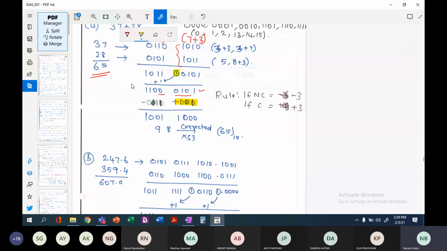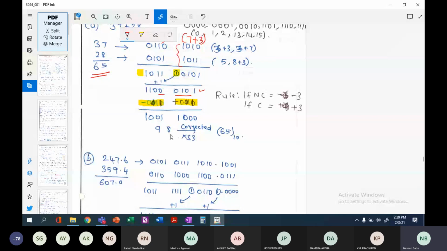So when you add 3 to it, this is equivalent to 5, right? 5 plus 3 is 8. So it becomes 1000. What is 1101? It is 12. 12 minus 3 is 9. So 9, so 98. Now you have to get the XS3 of this. What is the corrected XS3 of this 98? It is nothing but 65. 9 minus 3 and 8 minus 3. So 9 minus 3 is 6, 8 minus 3 is 5. So this is your corrected answer.